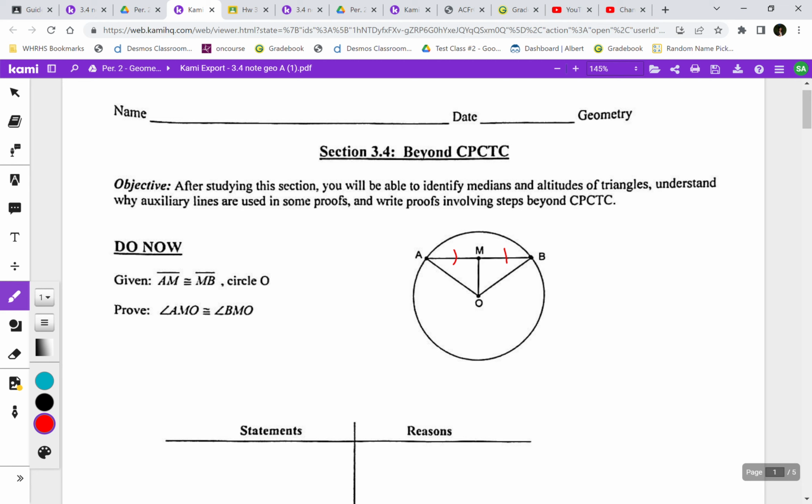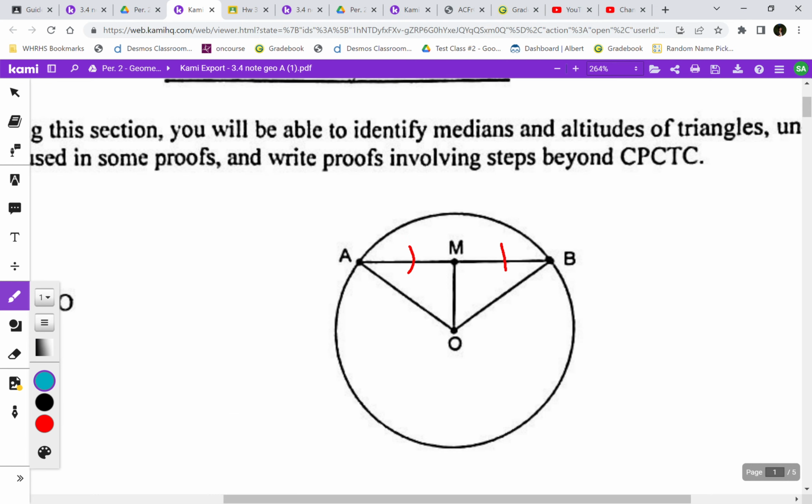Now, what is it that we want to prove? We want to prove angle AMO is congruent to angle BMO. Are angles and triangles the same thing? No, angles and triangles are completely different. Even though we use 3 letters for both of them, they're not the same thing. So when I say I want you to prove angle AMO, that's this angle, follow the letters, AMO, angle 1 right here. Congruent to angle BMO, that's angle 2 right here.